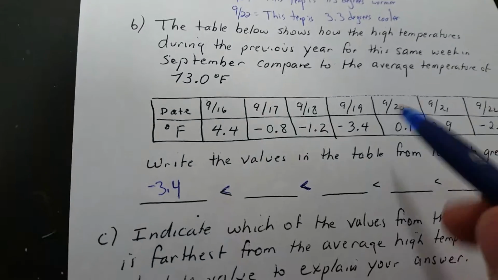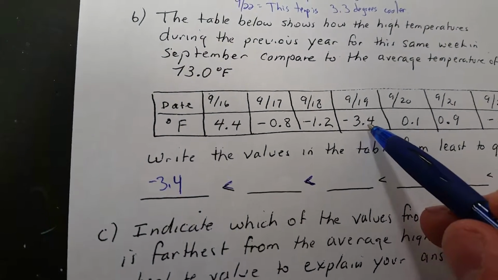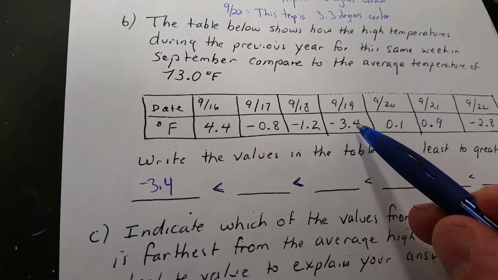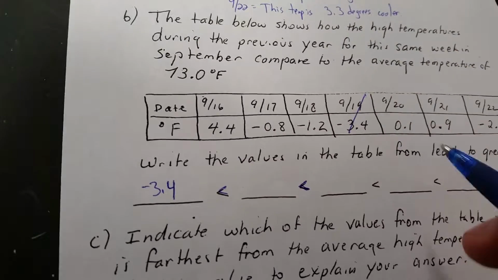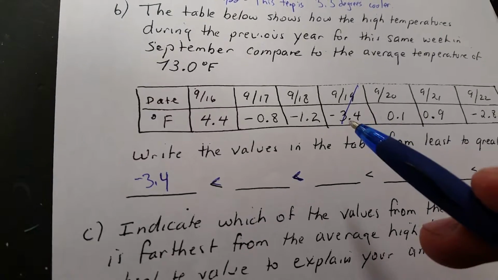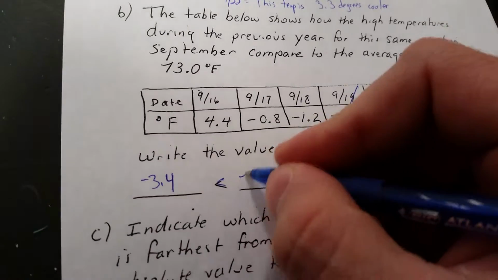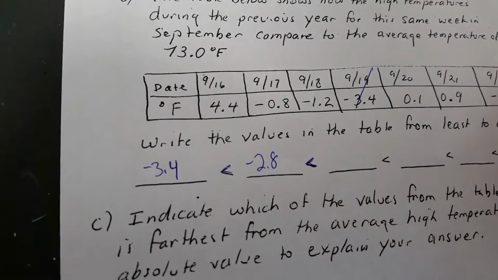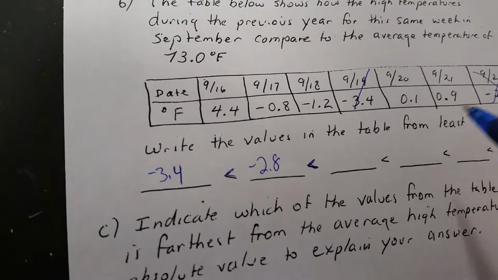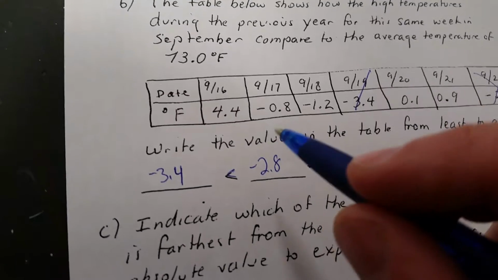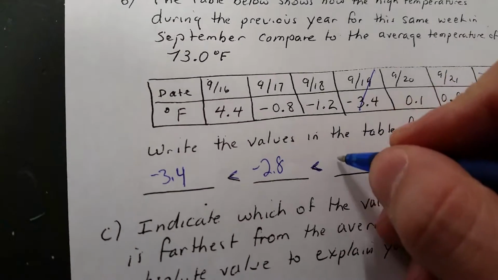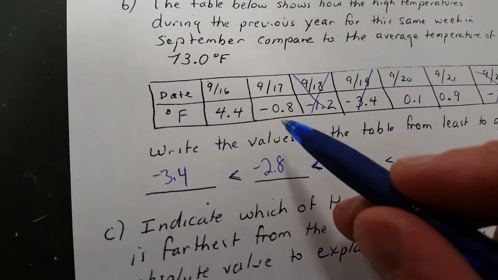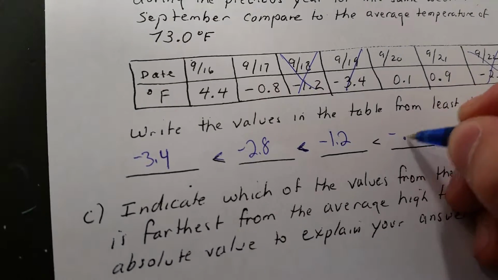How do we know that this integer falls the furthest to the left on the number line? So that's the smallest value. The next smallest value is negative 2.8 degrees Fahrenheit. All right. After that, the next one is negative 1.2 degrees. Then you have negative 0.8 degrees.